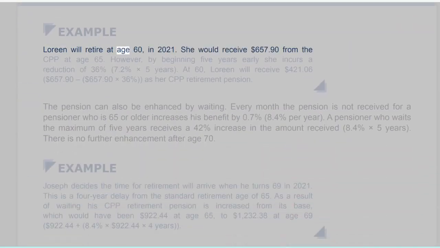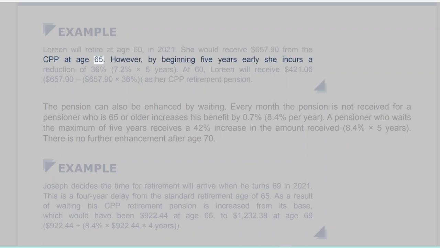Laureen will retire at age 60 in 2021. She would receive $657.90 from the CPP at age 65. However, by beginning 5 years early, she incurs a reduction of 36%, 7.2% times 5 years. At 60, Laureen will receive $421.06, $657.90 times 36% as her CPP retirement pension.